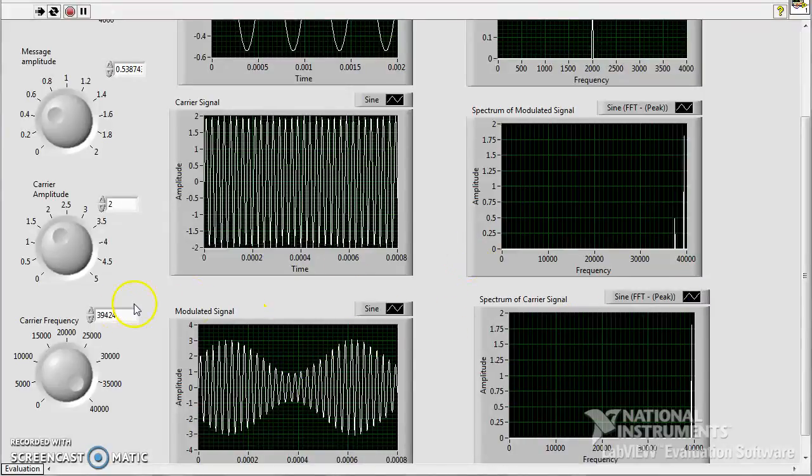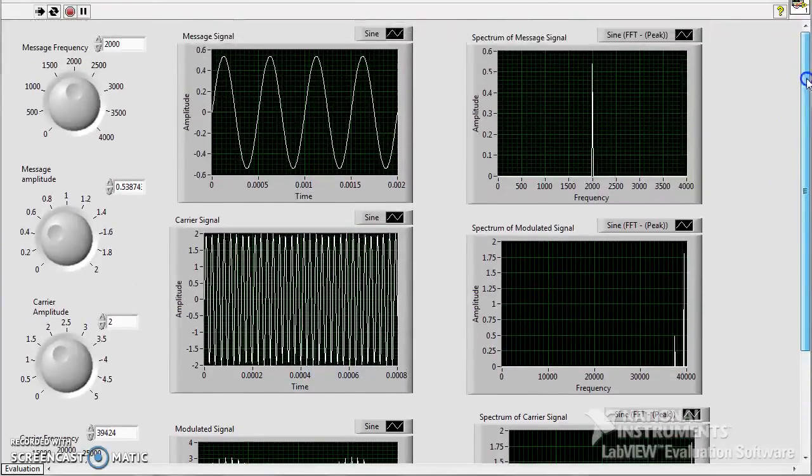Coming up with the spectrum of the message signal. The message frequency was 2000 Hz. Yes, we have an impulse function, since the Fourier transform of a sinusoidal signal is an impulse function, delta of f. So I have an impulse function exactly at 2000 Hz.